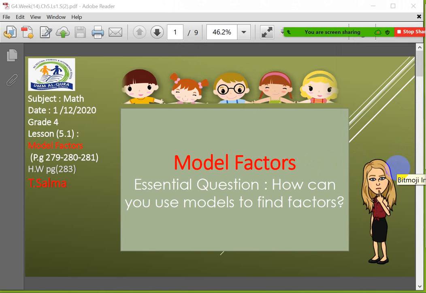Today we will start with a new chapter, chapter 5, and the first lesson in this chapter will be model factors. So please bring your books and open your books on page 279.